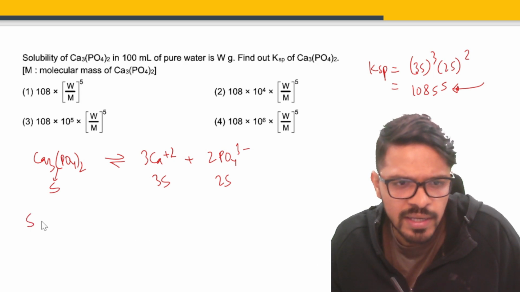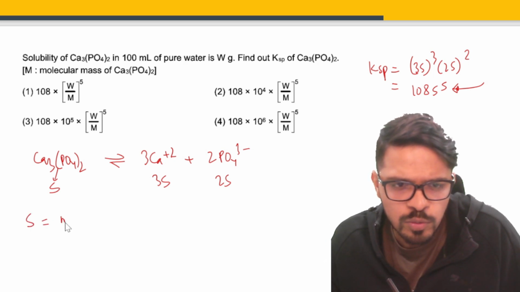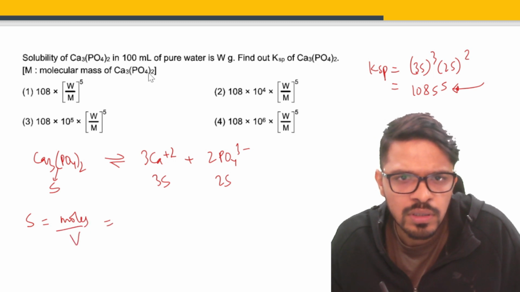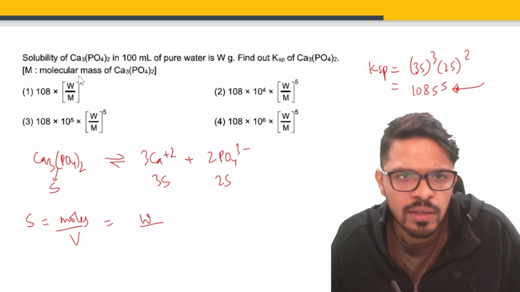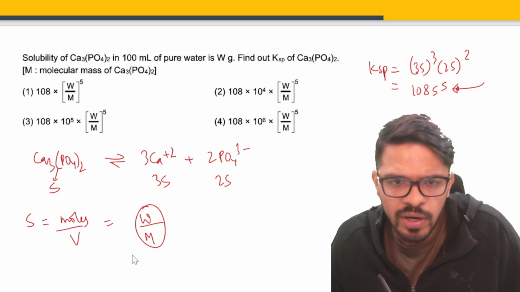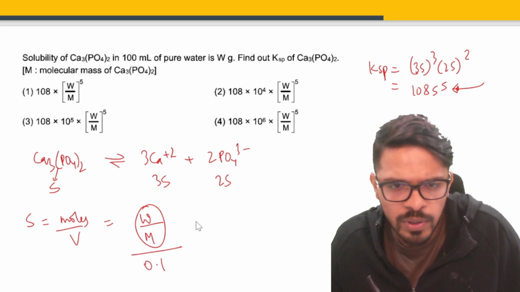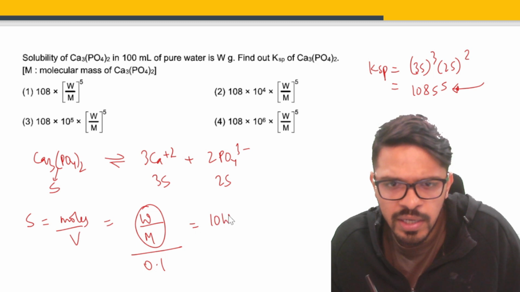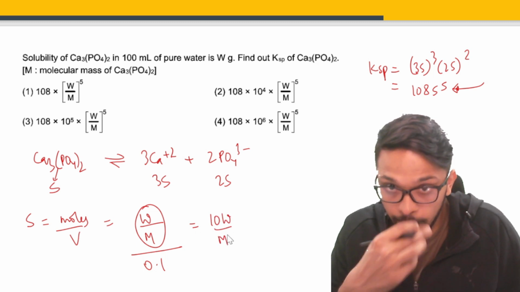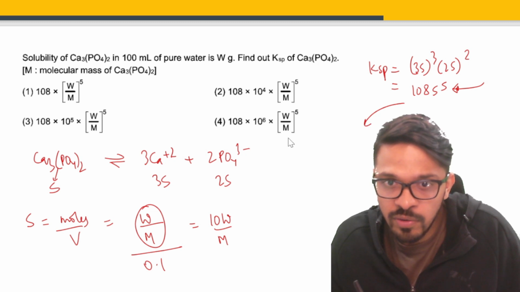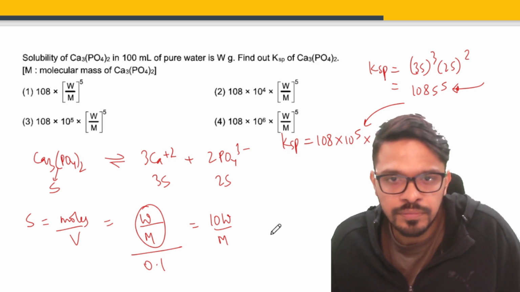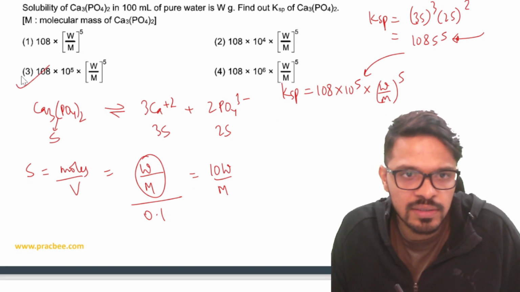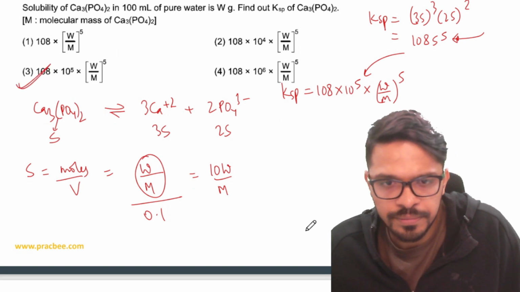If we calculate S, which is molar solubility, it will be moles by volume. In 100 ml it is W grams. So moles would be W by the molecular mass M, divided by the volume in liters, which is 0.1, that is 1 by 10. So this will be 10 W by M. On substituting this value, Ksp would be 108 into 10 to the power 5 into (W by M) to the power 5. I think the answer is C. Simple question.